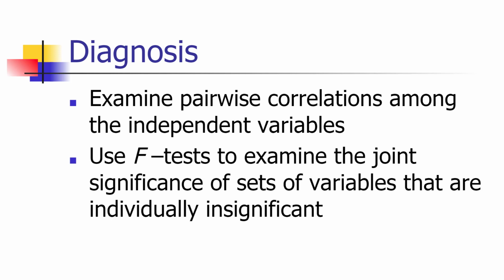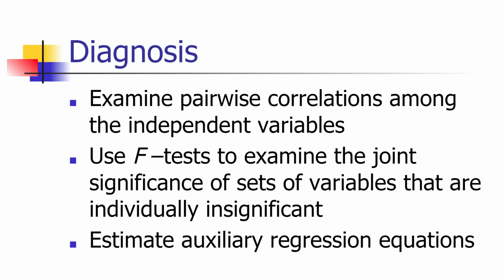You can also use f-tests to examine the joint significance of sets of variables that are individually insignificant. And again, if you find that as a group they're significant, but individually they're insignificant, that's generally the result of multicollinearity. The other thing you can do, and this is a somewhat more formal test for this, is that you could estimate what are called auxiliary regression equations.